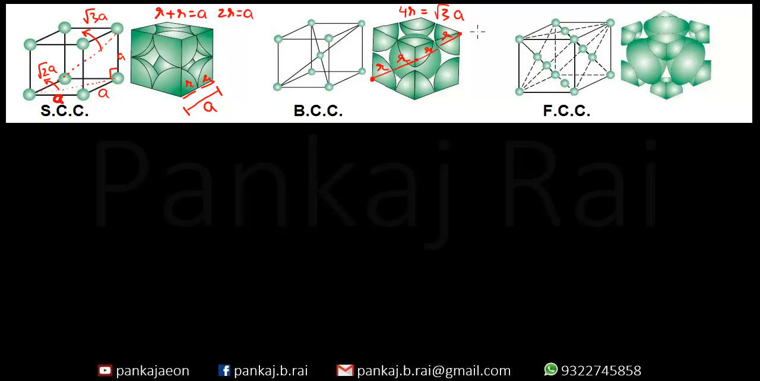Moving ahead to the face centered. In the face centered, the corner atoms are obviously not touching each other. The atoms are touching with the help of this face centered atom. If you can see, this is R, R, R, and this is R. That means this atom and this atom are connected by this atom.